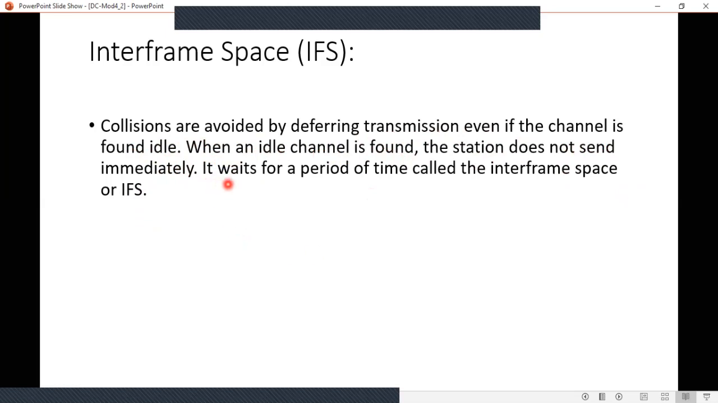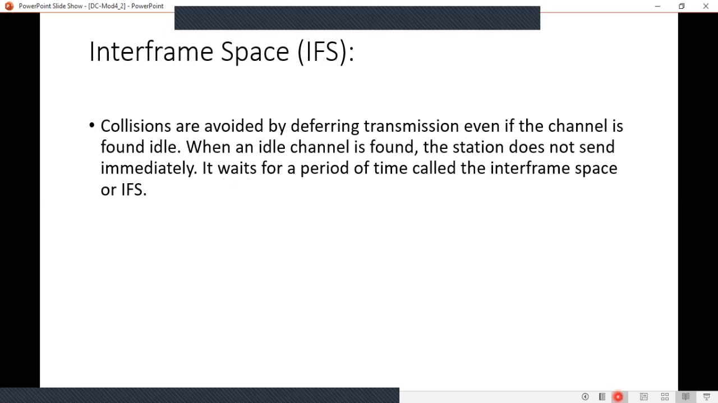See, in the second one, that is in the non-persistence, you saw that first the station will go on checking if the channel is idle or not, isn't it? Continuously it will sense. Once it sees that the channel is idle, in that case it will wait for a time period. Same here, it will wait for a time period. This time period for which it waits is called the interframe space.